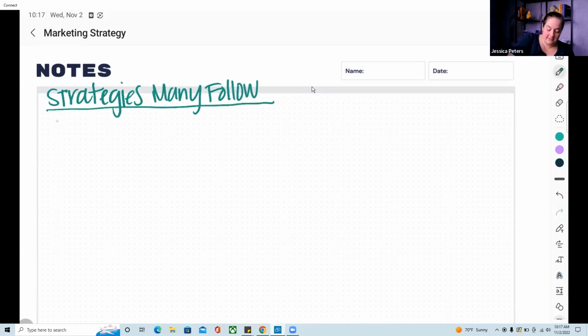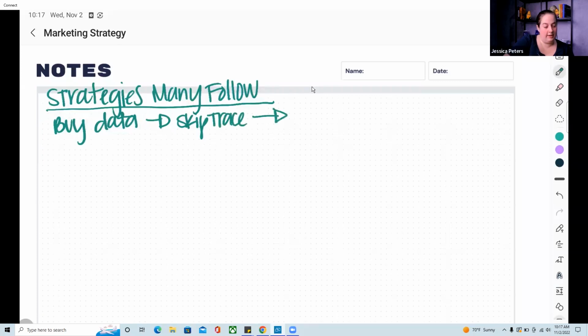So they're going to buy data. They're going to skip trace it. They're going to send it to a dialer. If calling is their strategy, it could be an SMS or whatever, but they're going to send it to a dialer. Then they're going to trash it. And then the next month or the next week, whatever, they're going to start that cycle over, right? They're going to buy new data, skip trace it, and send it to the dialer.